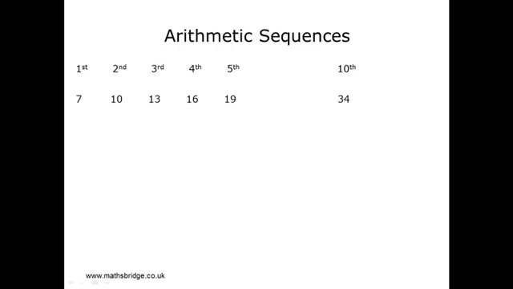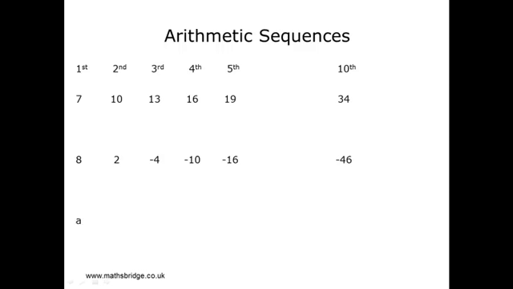Let's have a look at another case. We'll start with the first term of 8, second term of 2, third term of -4. We now know that there's going to be a common difference of -6. So if we subtract 6, we'll get -10, -16, and if we keep on going, we'll get to the 10th term, -46.